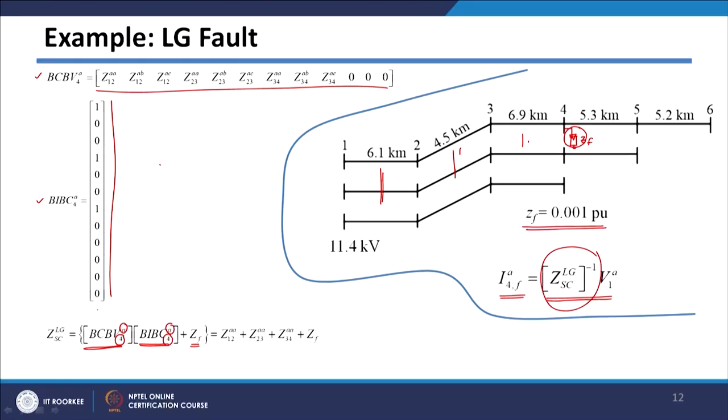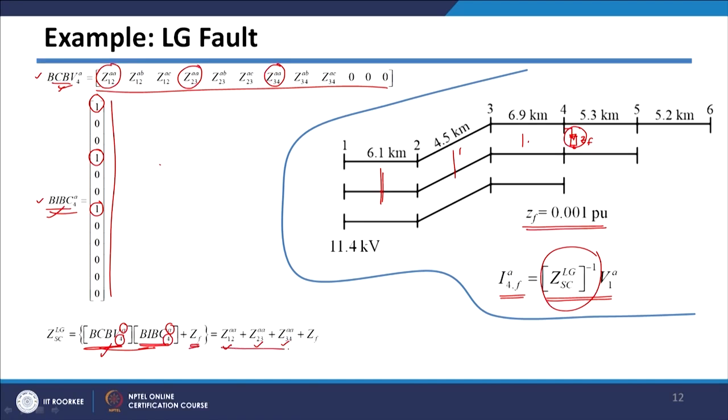So, basically we have these two quantities here, and if you multiply them, you can see that only non-zero entries will remain. If you multiply this with respect to this, you will get this, which is non-zero corresponding to this entry and this entry. So it will be Z12 AA plus Z23 AA plus Z34 AA plus this ZF, which is already there.